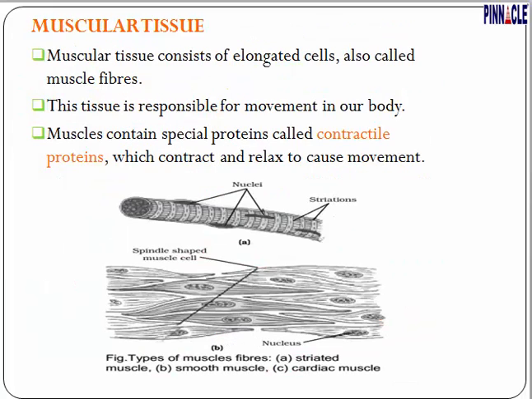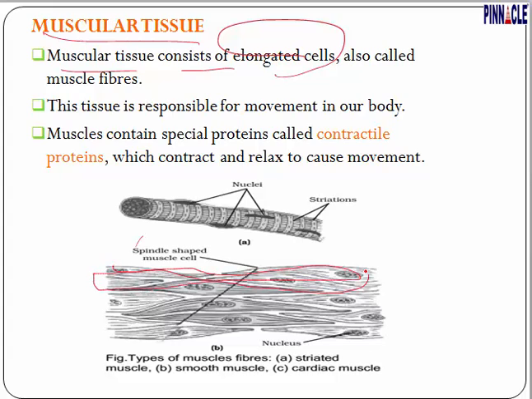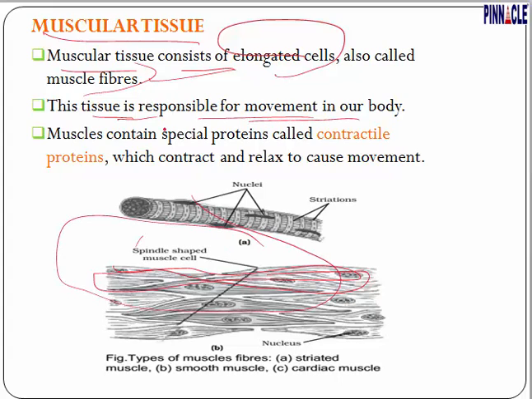Now after connective tissue, we have seen various types of connective tissue. Let's understand muscular tissue. What is muscular tissue related to? Muscular tissue consists of elongated cells. Elongated means muscle cells will be spindle formed, long cells. We also call these cells muscle fibers. This tissue is responsible for the movement in our body.